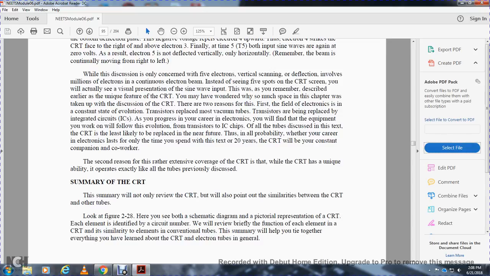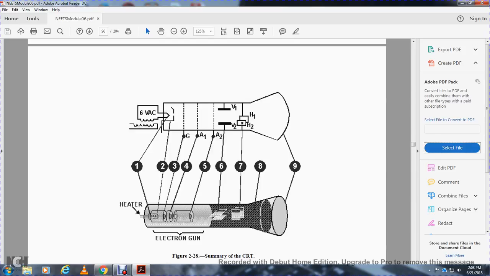Alright, here is your summary of the cathode ray tube. The summary will not only review the cathode ray tube, but will also point out the similarities between the cathode ray tube and other tubes. Look at figure 2-28 to see both the schematic diagram and pictorial representation of the cathode ray tube. Each element is identified with a circuit number. Review briefly the function of each element of the cathode ray tube and its similarity to the elements of a conventional tube. The summary will help you tie together everything you've learned about the cathode ray tube and electronic tubes in general.